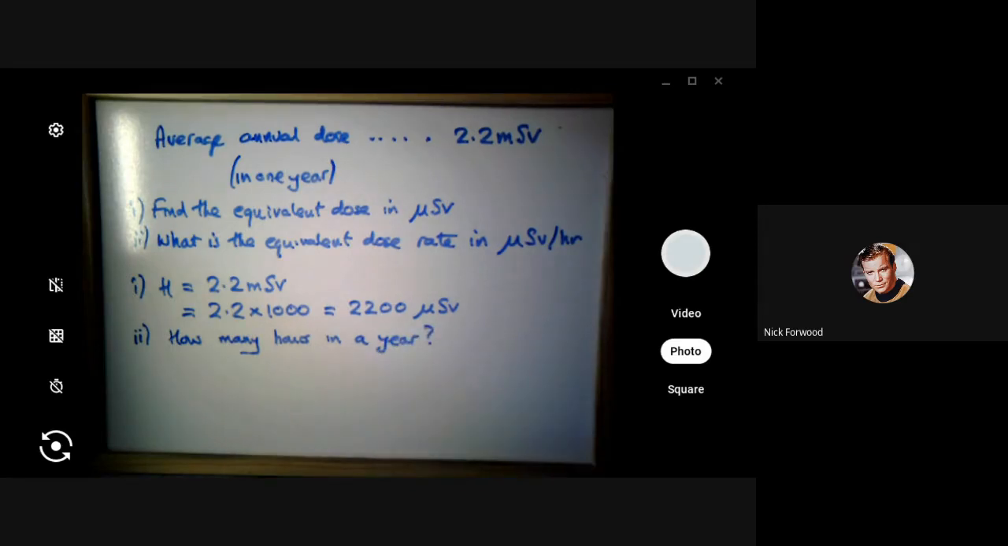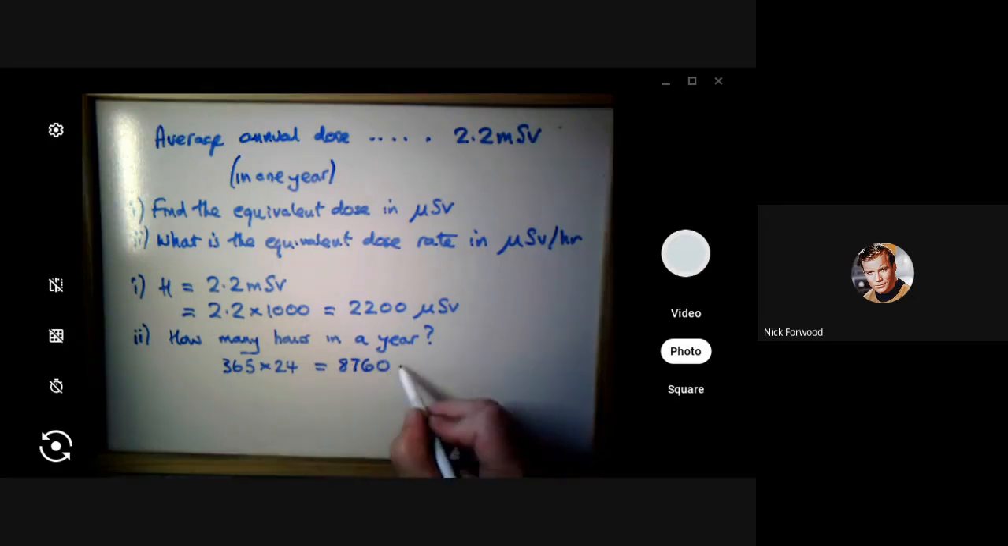Well, we know in 1 year there are 365 days, and we know that every day has 24 hours, so we can work out the number of hours. Every single hour of every day, of every week, every month, you are getting this radiation. So there are 8,760 hours.